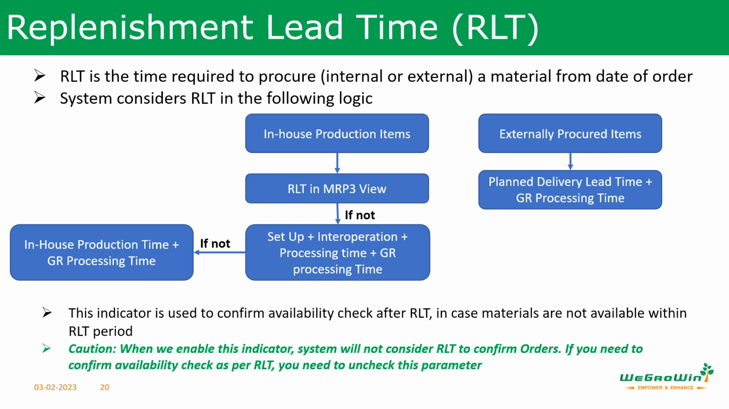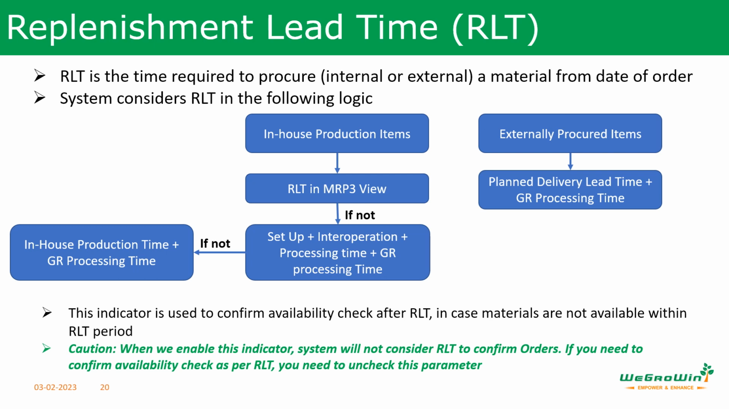To arrive at the replenishment lead time, the system follows the logic for production items separately and for procured items separately. For production items, the system will first check whether the replenishment lead time is maintained in the MRP3 view. If it is there, it will take that. If it is not there, it will take the setup time, interoperation time, processing time, and GR processing time in the work scheduling view. If that is not there, it will take the in-house production time and GR processing time in the MRP2 view. This is how it will take the details for the replenishment lead time.